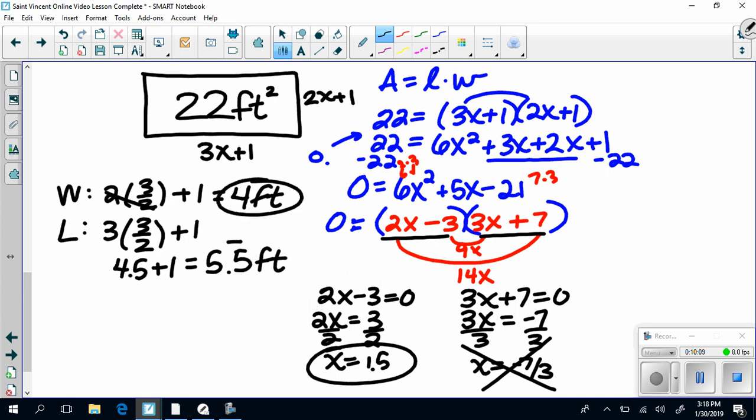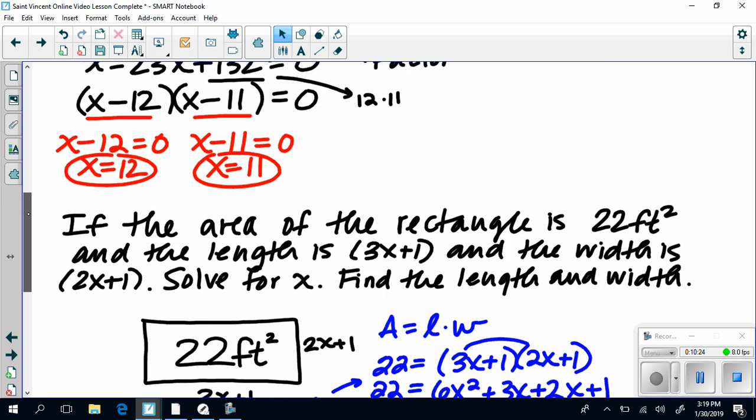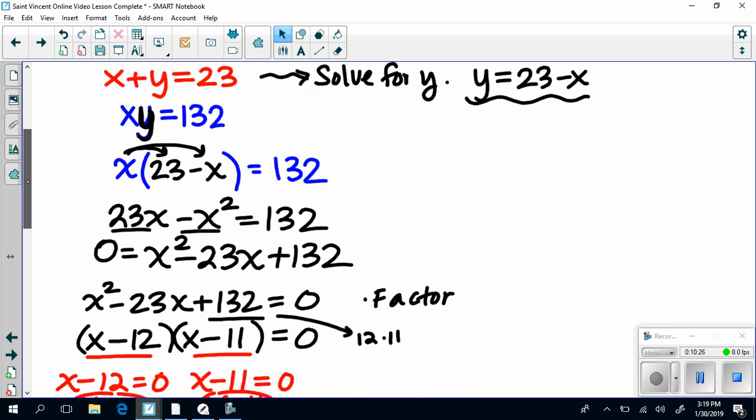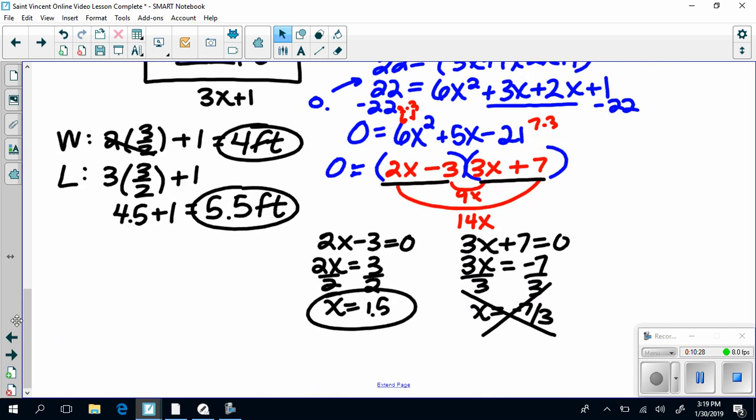So as far as finding the x and finding the missing value, that is how you would do that. Of course, you could check if I did multiply the 4 and the 5.5 together, does that give me 22? And it does. So those are the 2 word problems that I'm going to make you responsible for. And again, you could see either one of those kinds.